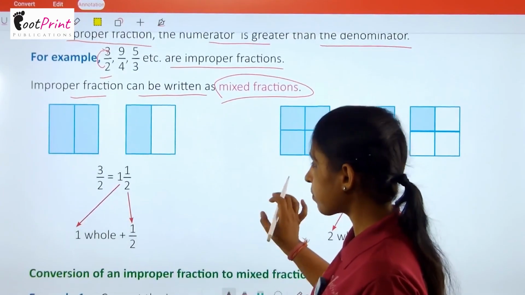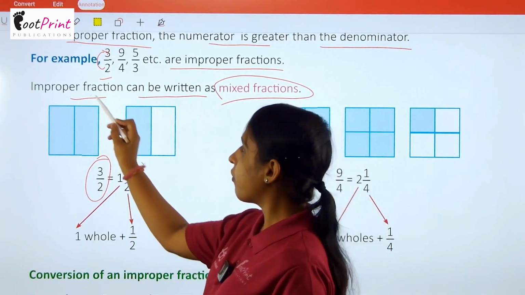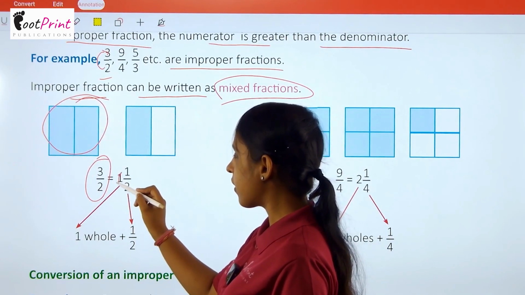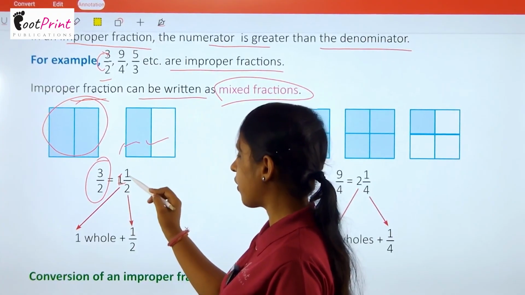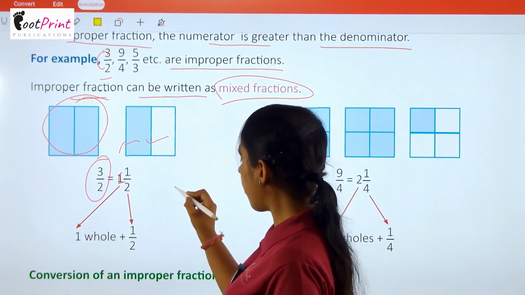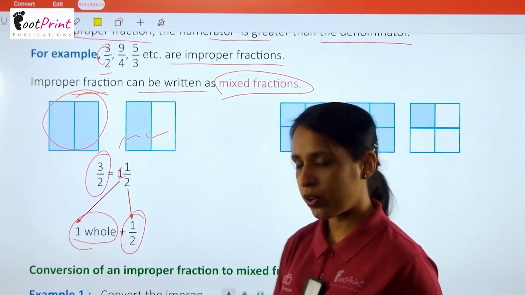Here 3 by 2, 3 parts are shaded. Here we can write one whole. So one whole is there and 2 parts are given and one is shaded. So it will become one whole plus 1 by 2. Okay.